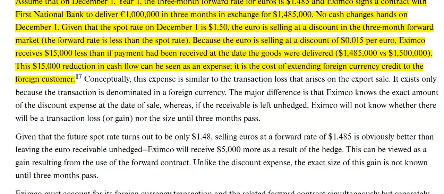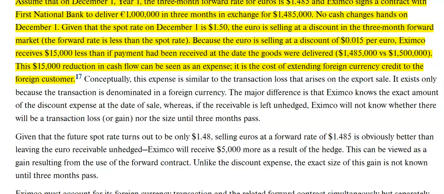Assume that on December 1, year 1, the 3-month forward rate for euros is $1.485 and X & Co signs a contract with First National Bank to deliver 1 million euros in 3 months in exchange for $1,485,000. No cash changes hands on December 1. Given that the spot rate on December 1 is $1.50, the euro is selling at a discount in the 3-month forward market. The forward rate is less than the spot rate.